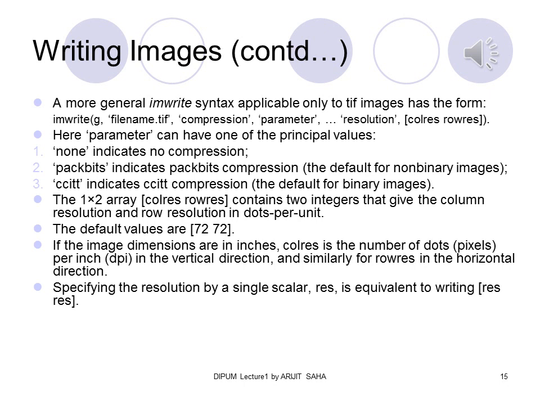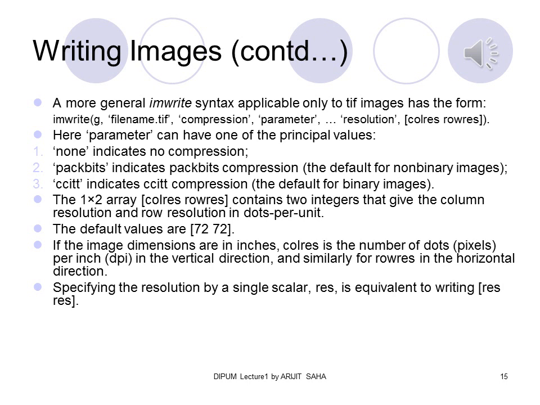Now we go for a more general imwrite syntax applicable only to TIF images, and it has the form imwrite within brackets g, comma, the file name with the proper extension, comma, 'compression' within single quotes, comma, parameter, comma, 'resolution', column resolution, row resolution, 'colres' and 'rowres'. Here parameter can have one of the principal values.